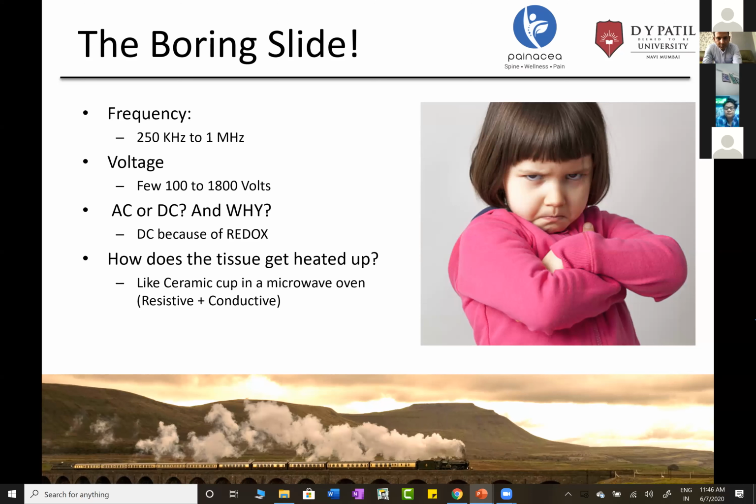So the heating is resistive plus conductive. It offers resistance to the flow of current. That's how it gets heated up, and by conduction also. Conduction means you are in touch with the hard surface. That's how it gets heated up.